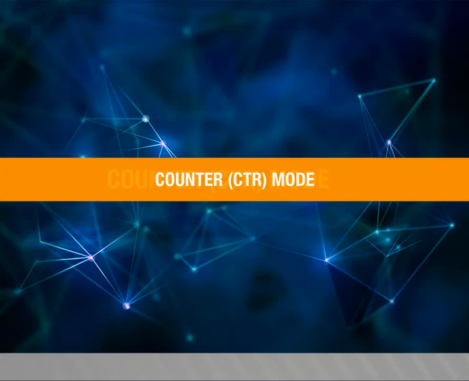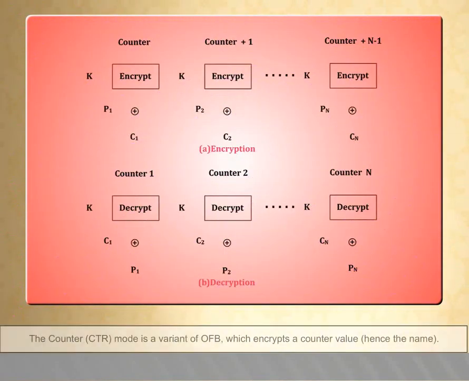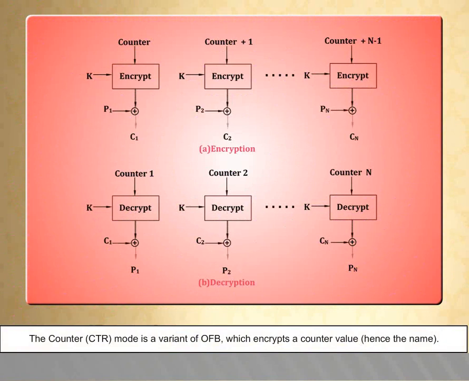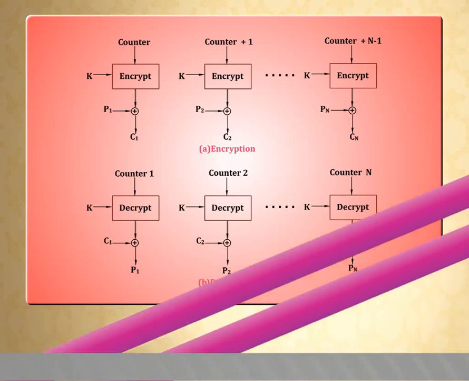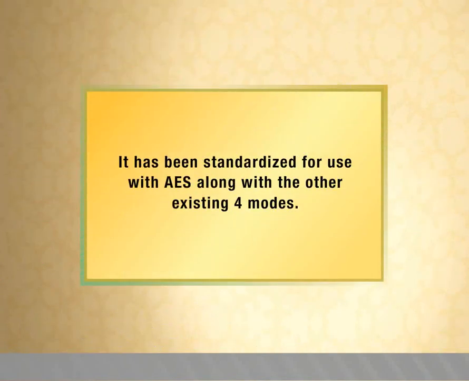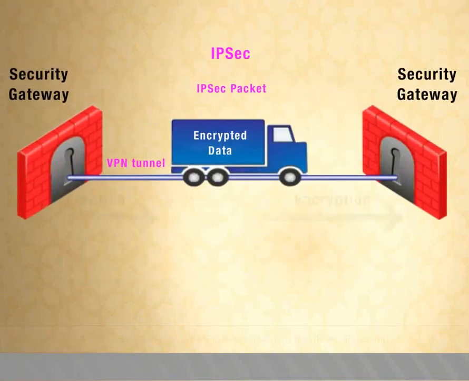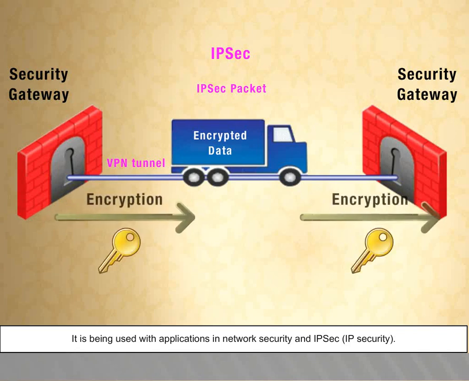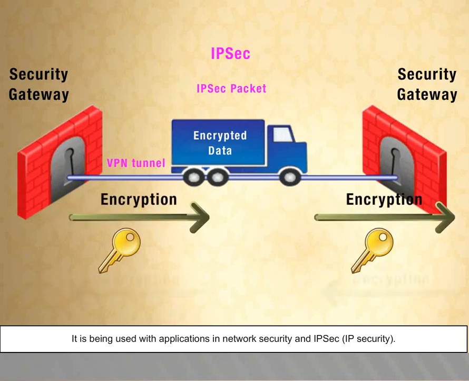Counter CTR mode. In this video, we are going to see about counter, that is CTR mode. The counter CTR mode is a variant of OFB which encrypts a counter value, and hence the name. It has been standardized for use with AES along with the other existing 4 modes. It is being used in applications in IPsec, that is IP security.